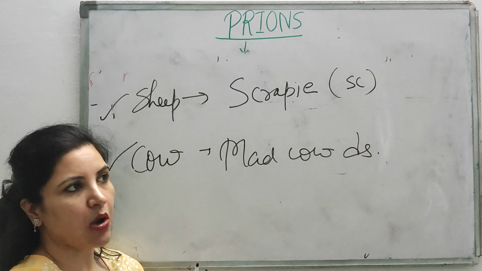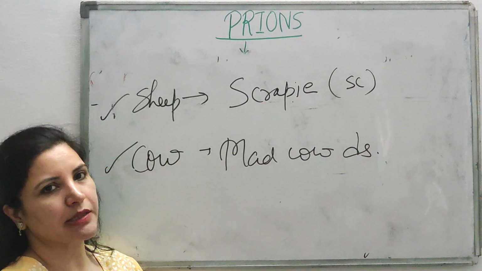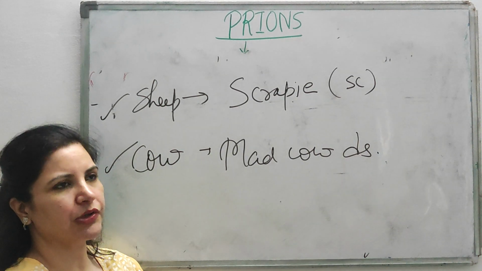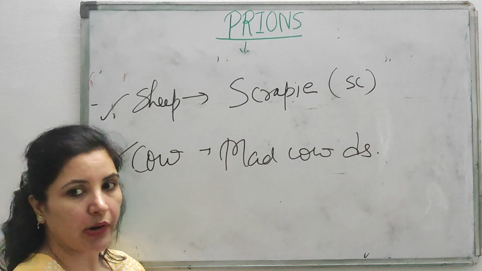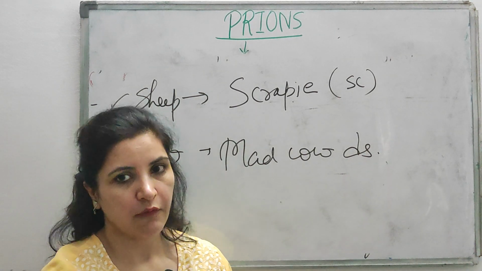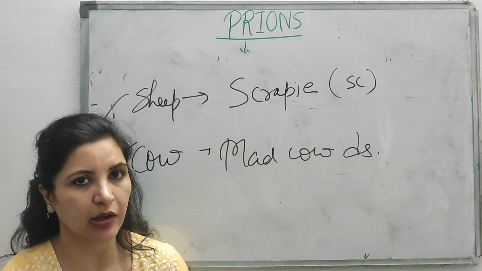Alright, so this is all about prions, and it generally comes as a short note, a 5 marks question, and it is a part of your paper 4, and it is one of the important topics. So you must read this for a short note, and you have to write all these disorders which are caused by prions.